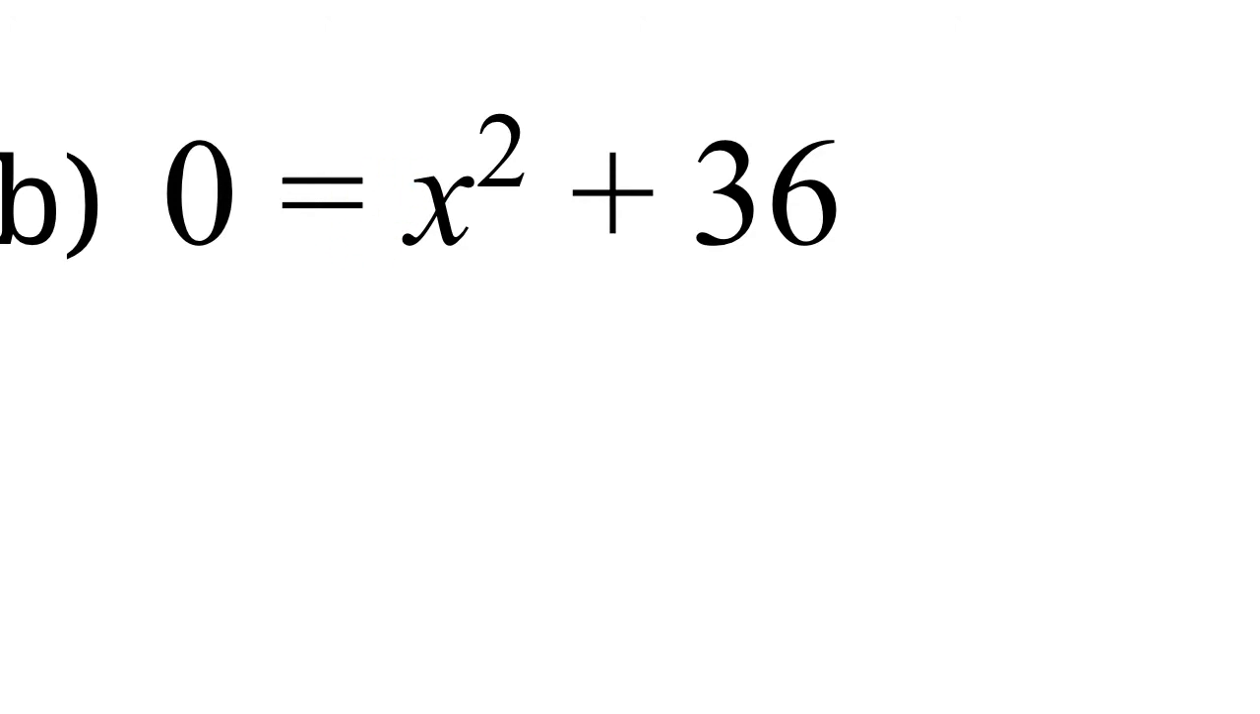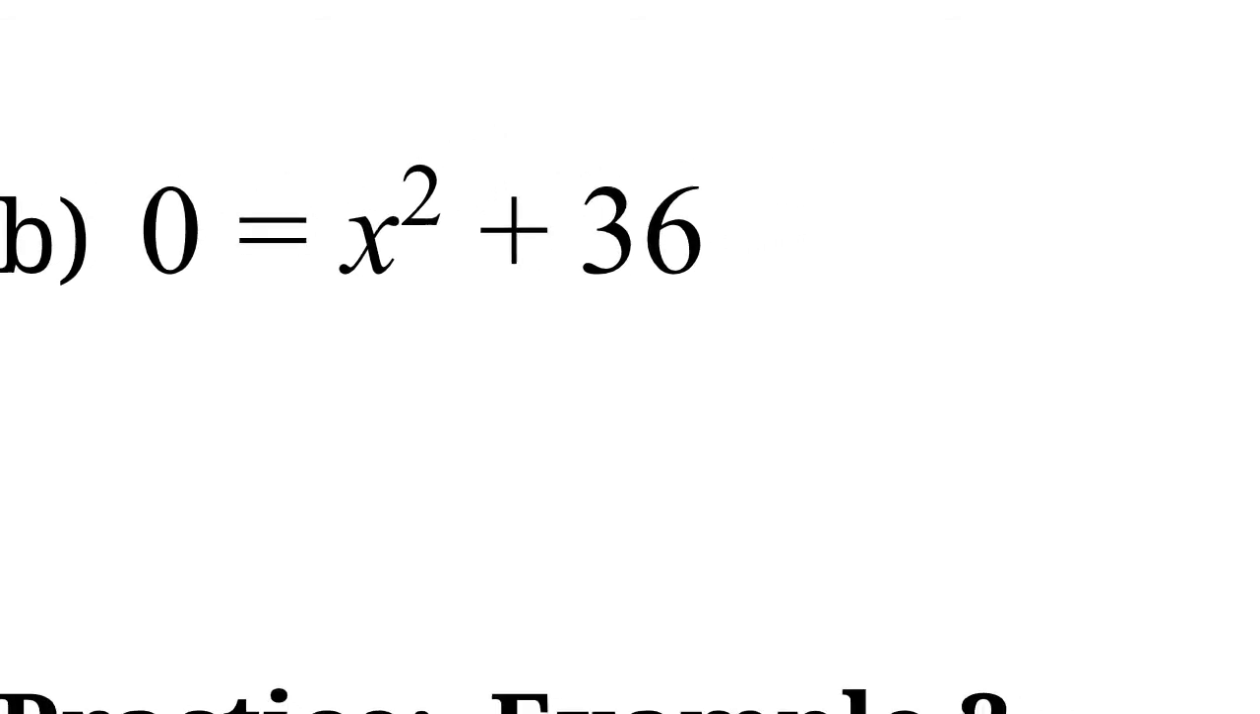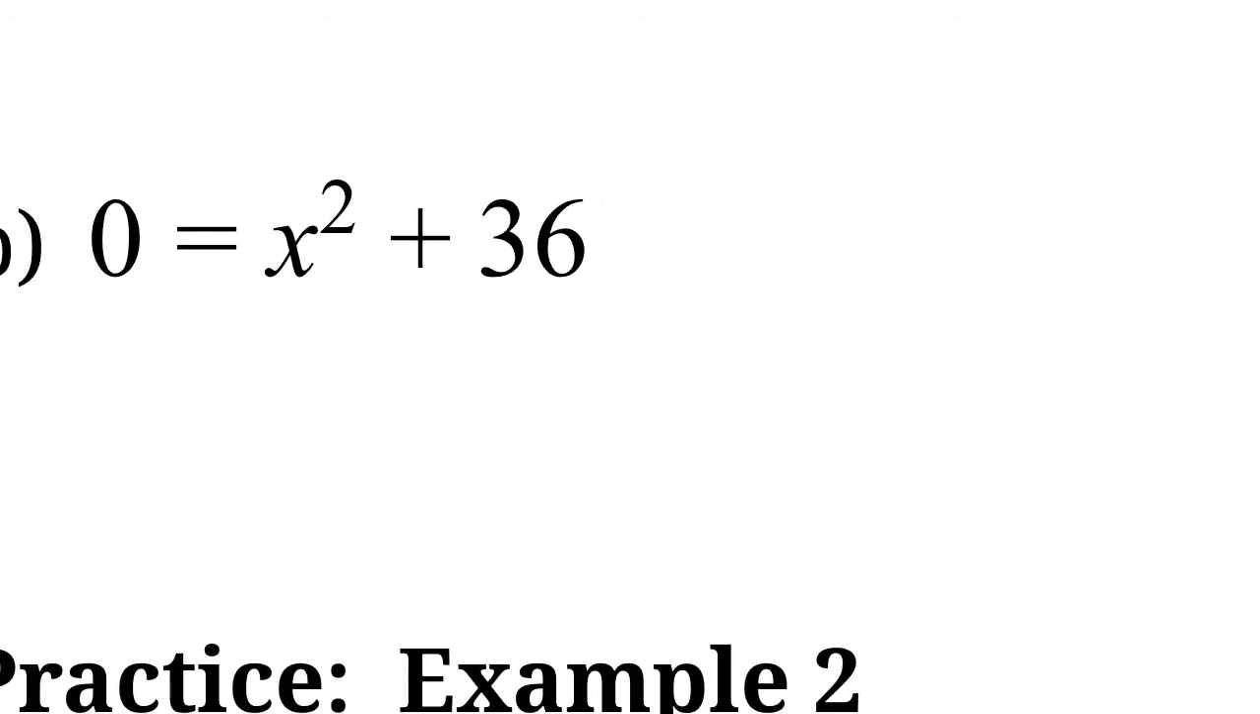So because your a value is 1, we can try to factor this using the shortcut, the sum and product method. So I'm just going to give myself a little bit of space here. Okay, so we're going to try factoring this using the sum and product method. So we have a c value of 36. So I need to think of 2 numbers that are going to multiply to give me 36, and they have to add together to give me my b value.